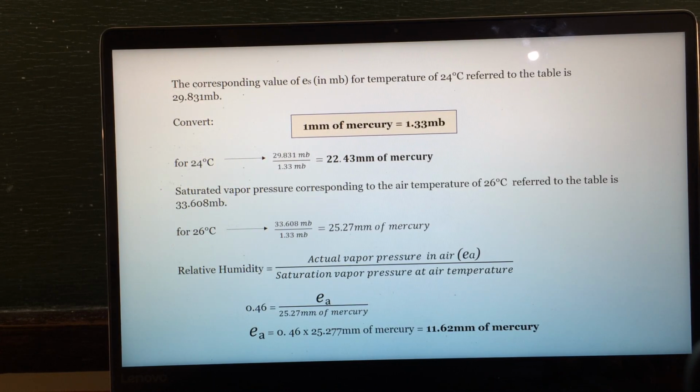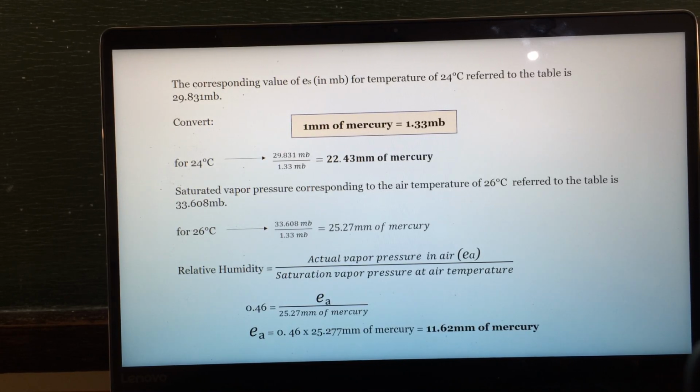The corresponding value of E sub S in MB for a temperature of 24 degrees Celsius, referred to the table, is 29.831 MB. Convert it using this formula: 1 millimeter of mercury is equal to 1.33 MB. For 24 degrees Celsius, 29.831 MB over 1.33 MB is equal to 22.43 mm of mercury.